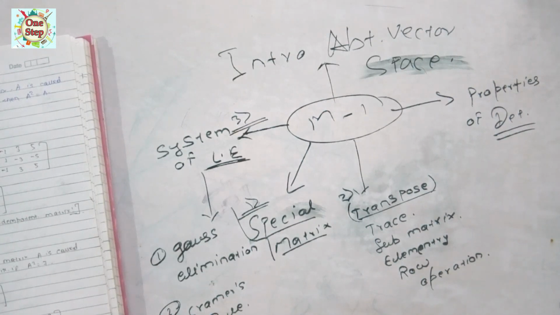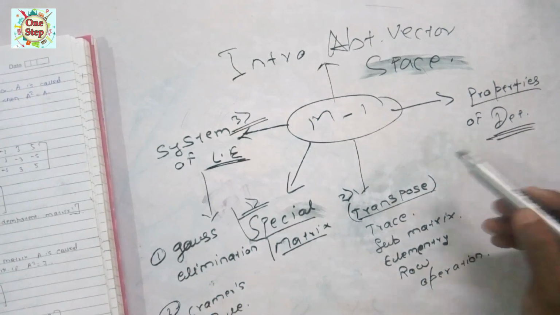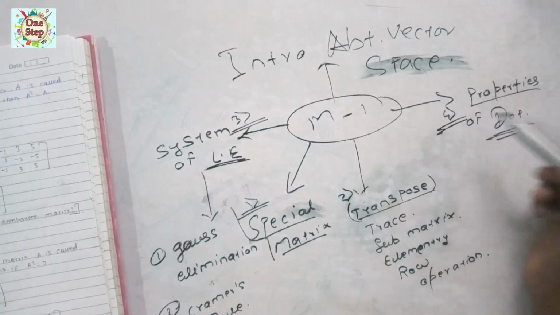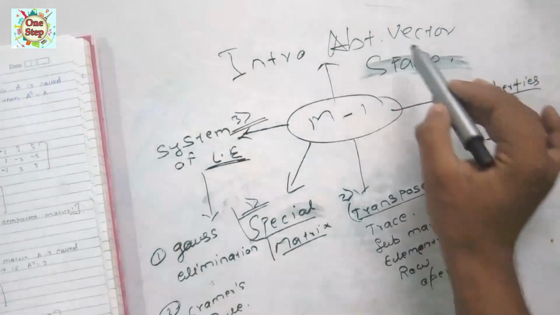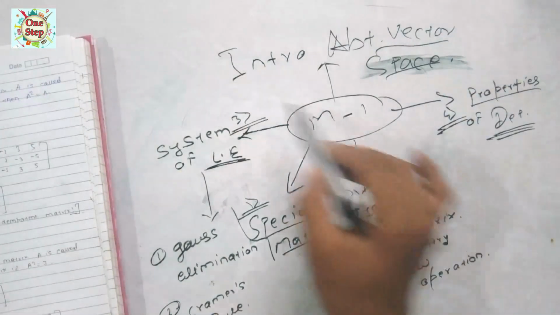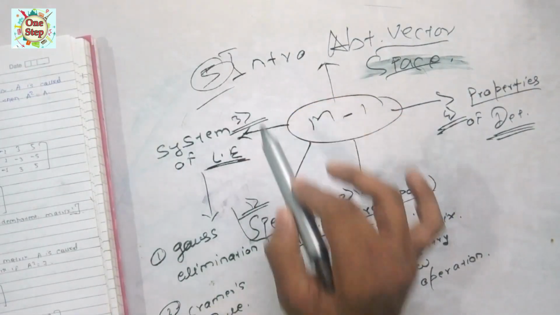we are going to revise the properties of determinant. Yes, and this will be our fourth topic, and lastly we have to revise what exactly a vector space is. Okay, so the fifth is this one.